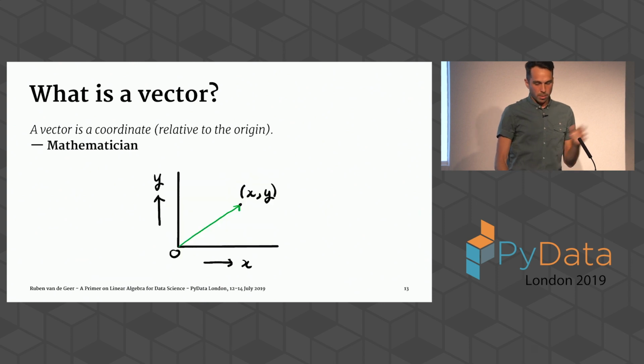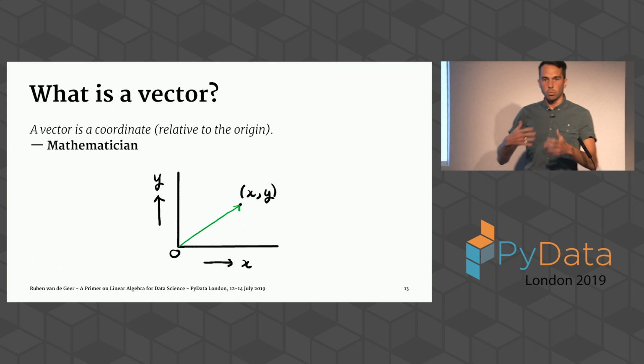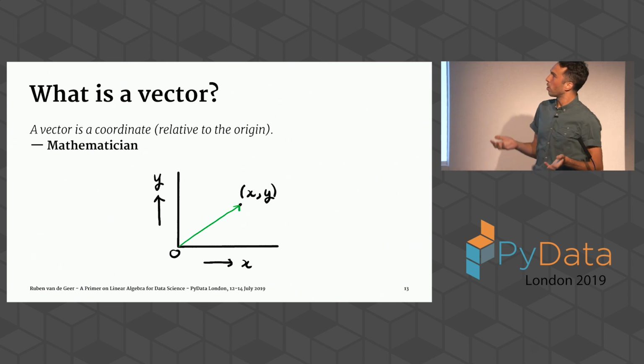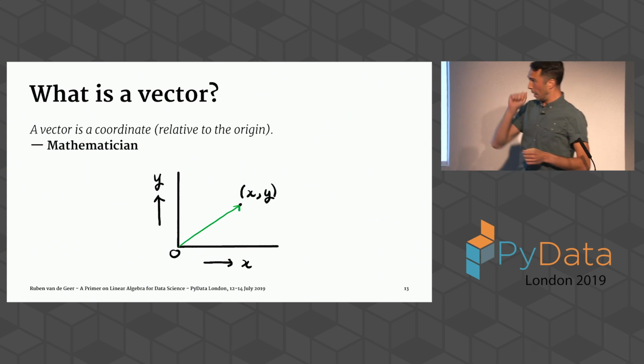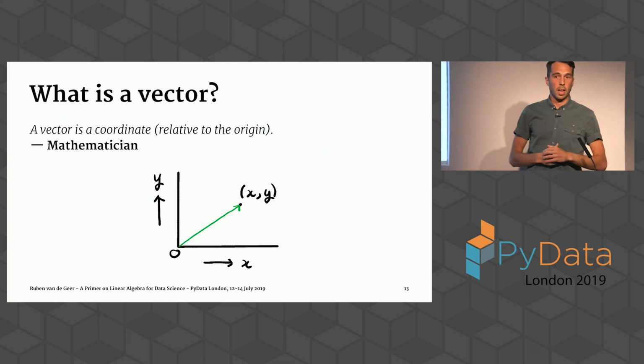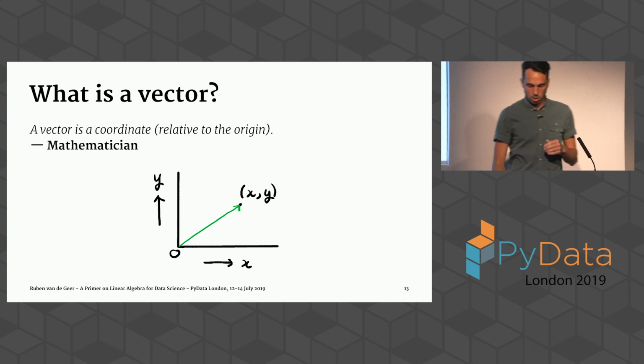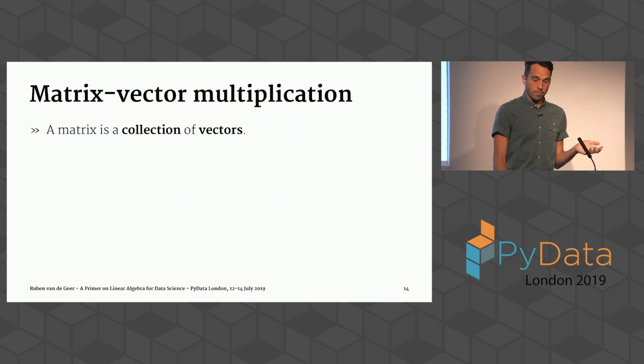We will go for a more mathematical definition of vectors, as it gives us the most structure to do cool stuff. A vector is a coordinate relative to the origin. In this case, you see a two-dimensional plane, and it basically indicates where this dot is in the plane. Of course, this generalizes to higher dimensions. In 3D, you can still think of how it looks, but in higher dimensions, all those things work basically the same.